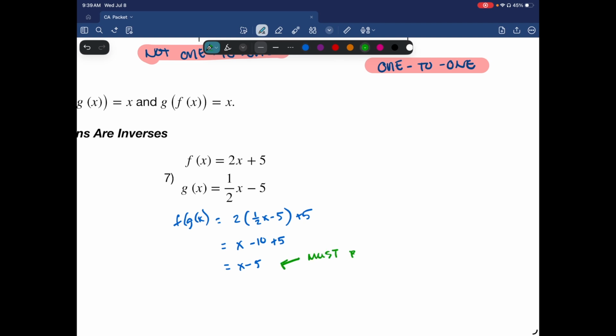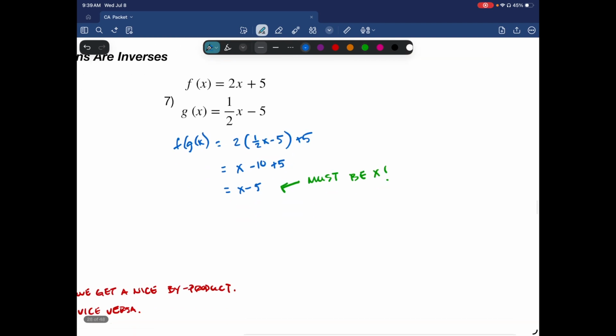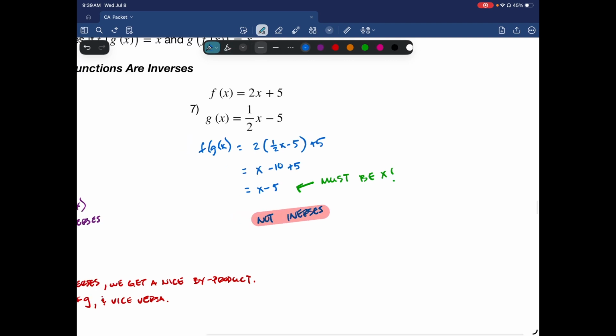Must be x. And since it's not, I know it's not going to be 1-to-1. I know these are not inverses, and so I can stop here. So, not inverses. All right.